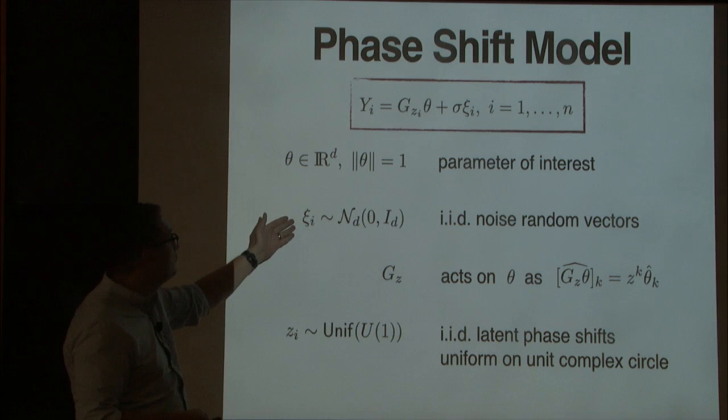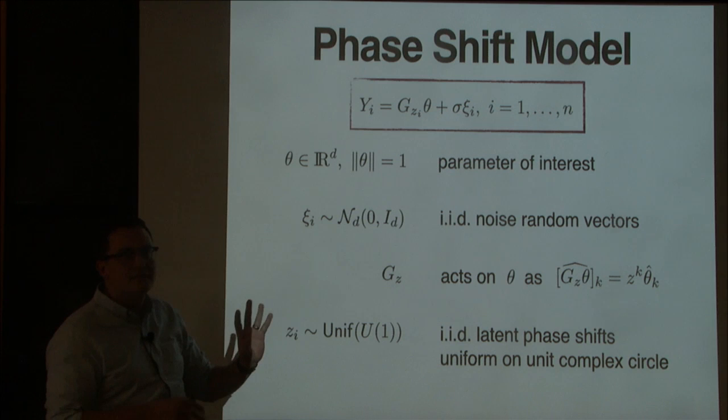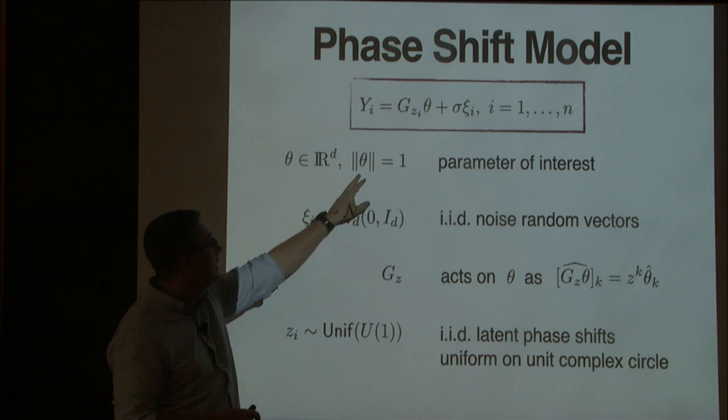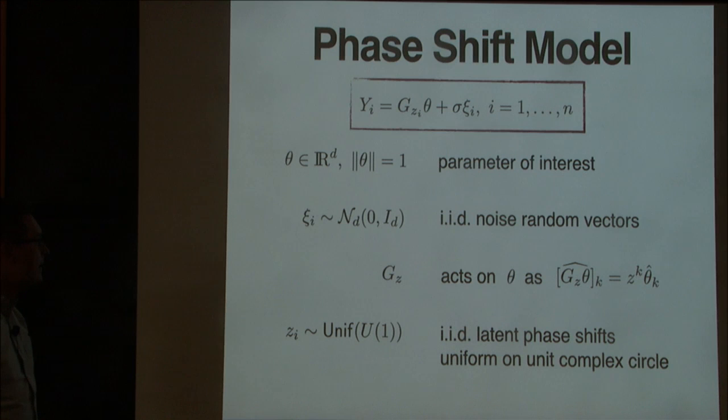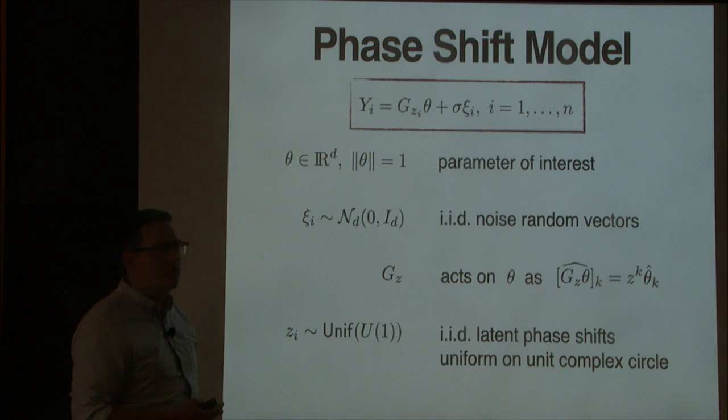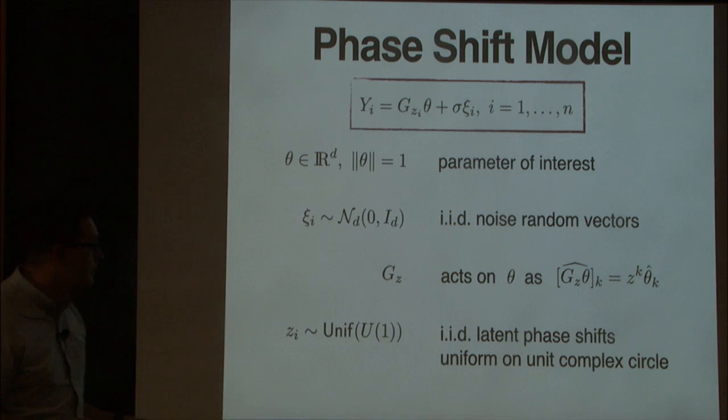And I'm going to assume, for normalization, so that all of the signal-to-noise ratio is captured by this parameter sigma, which is the signal size, that my signal is normalized. Of course, I can always normalize in this way. And moreover, I'm going to assume that my latent group actions are uniform on the Haar measure, which here is just uniform on the unit circle. Okay. So this is the model I'm going to be considering.